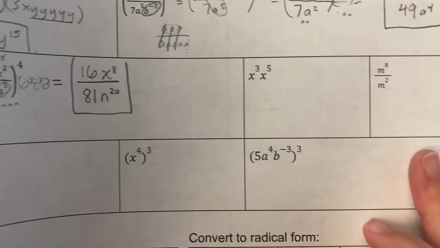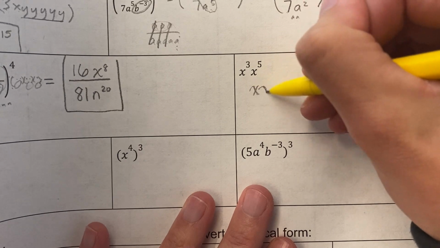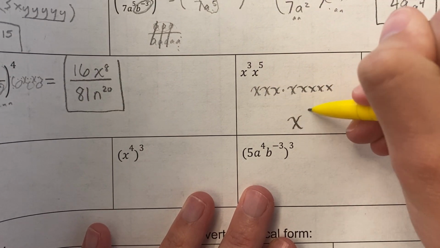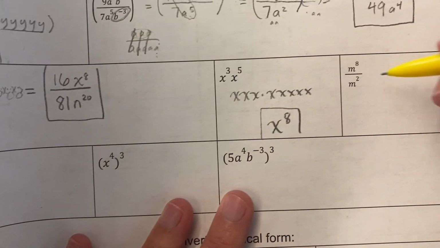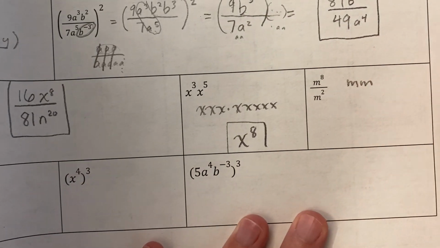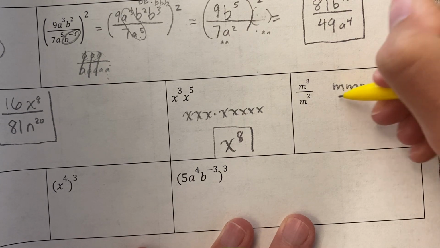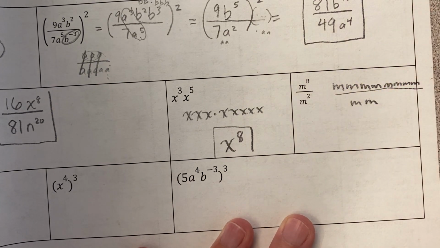Okay, next one. This is just the classic, right? This is 3 x's times 5 more x's. That's a total of 8 x's. Okay, this one, right? Ideally, I'm writing it out because I want you to write it out in your head. I don't want you to have to write these out forever. But in my head, this is what I see. This is what I imagine.